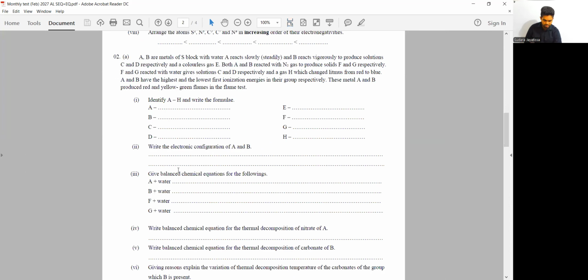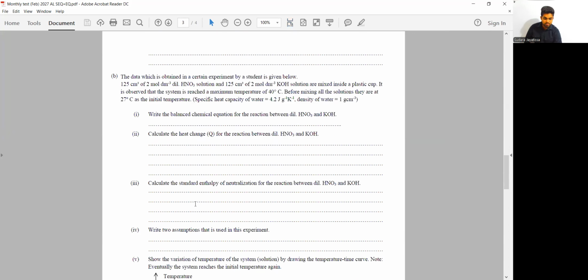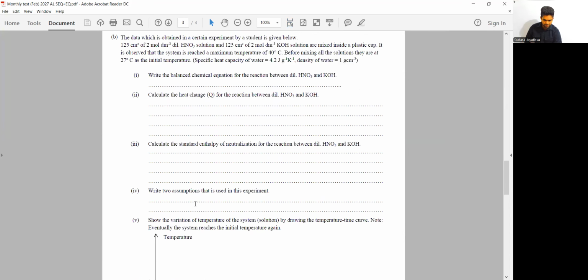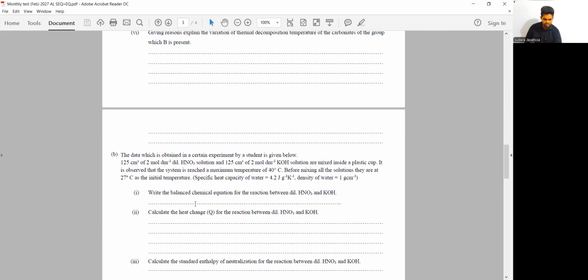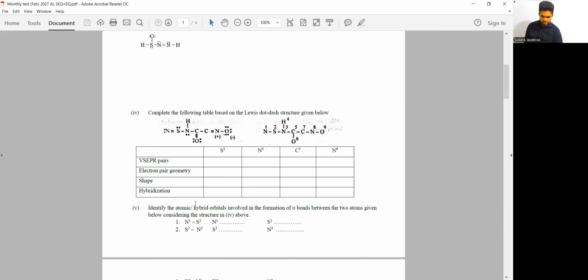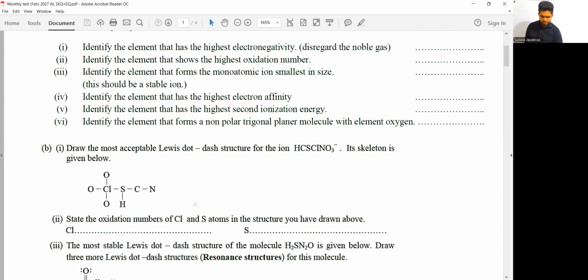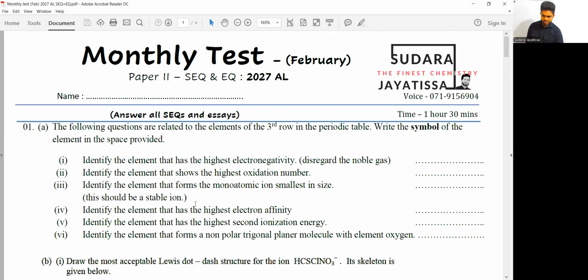The second question is coming from S block. Then you have energetics, those questions. Okay, so that is a kind of creative question. Generally, the second structured essay in the A-level paper comes from inorganic only, right? But for this monthly test, I gave you part inorganic and part physical chemistry, which came from energetics.